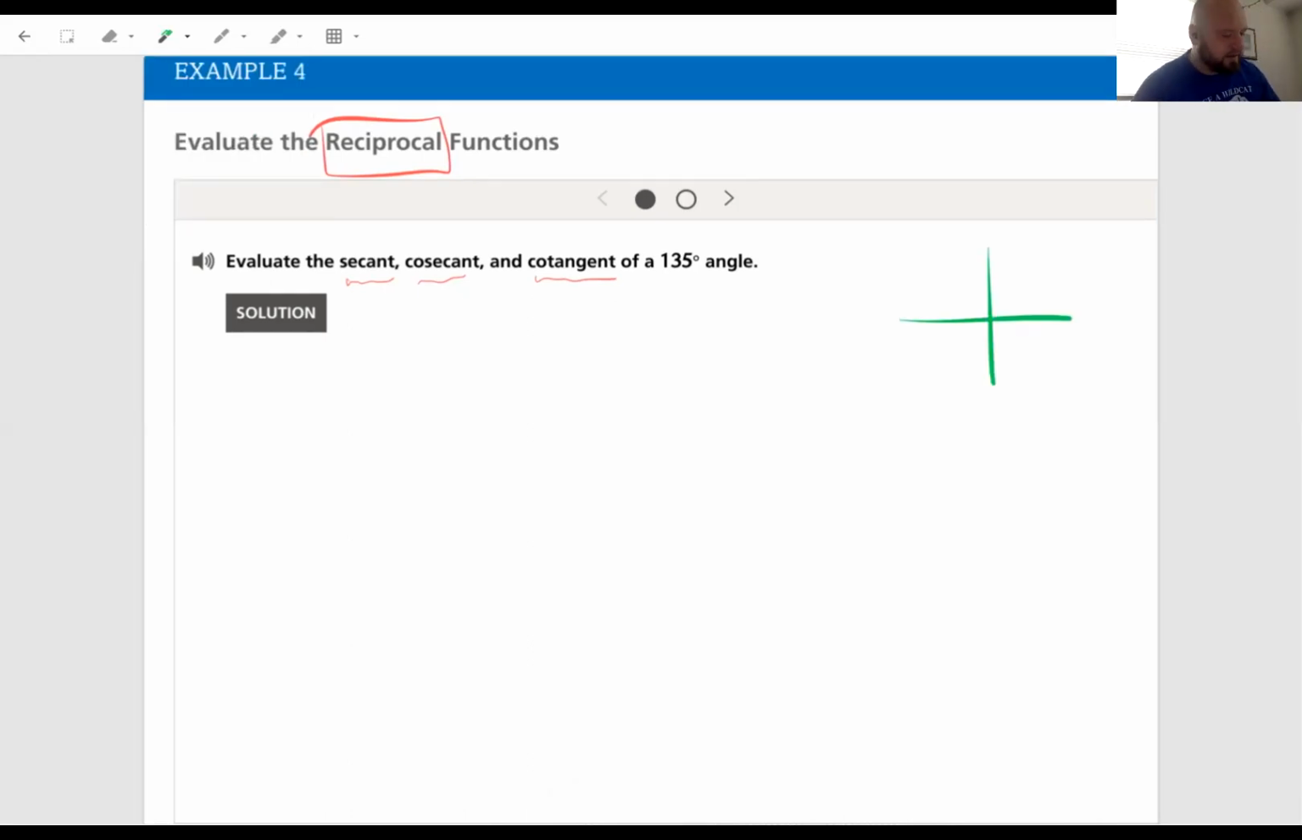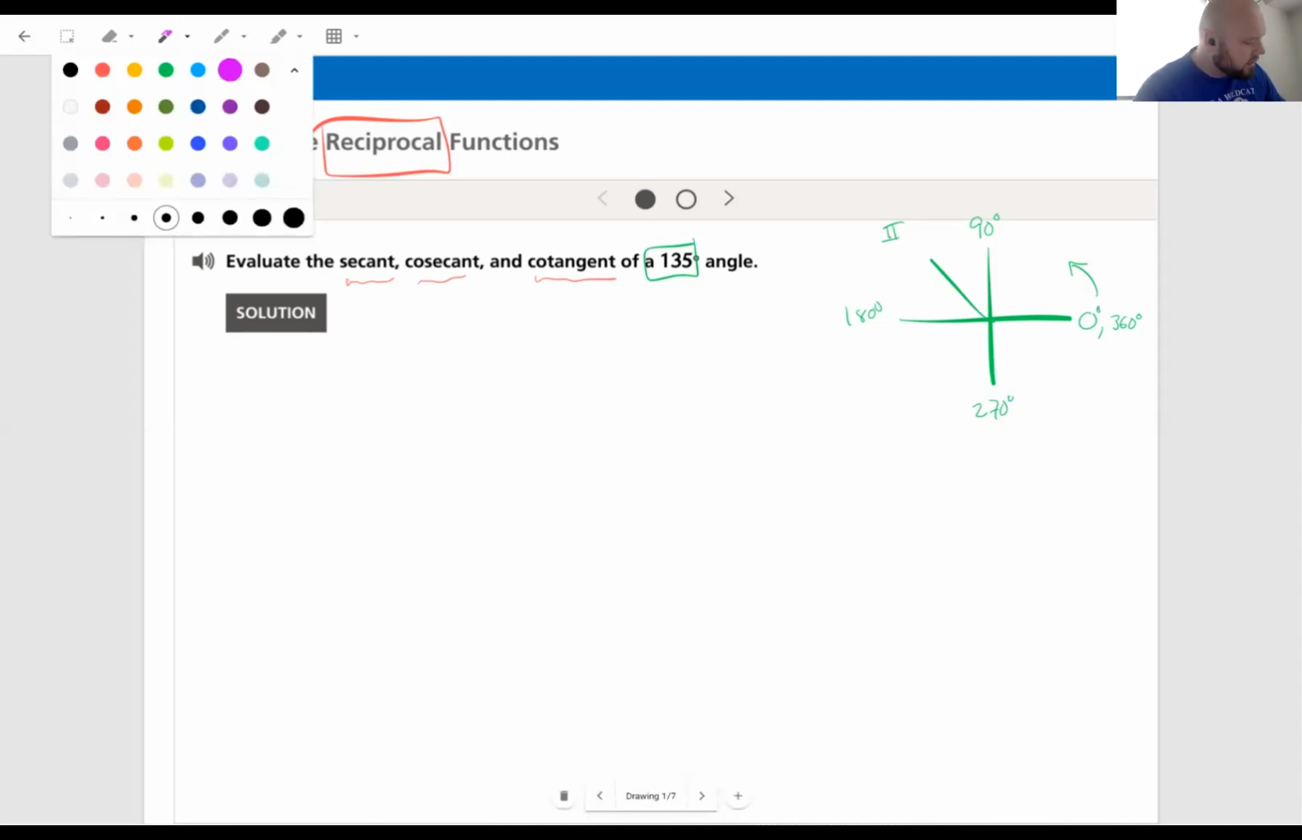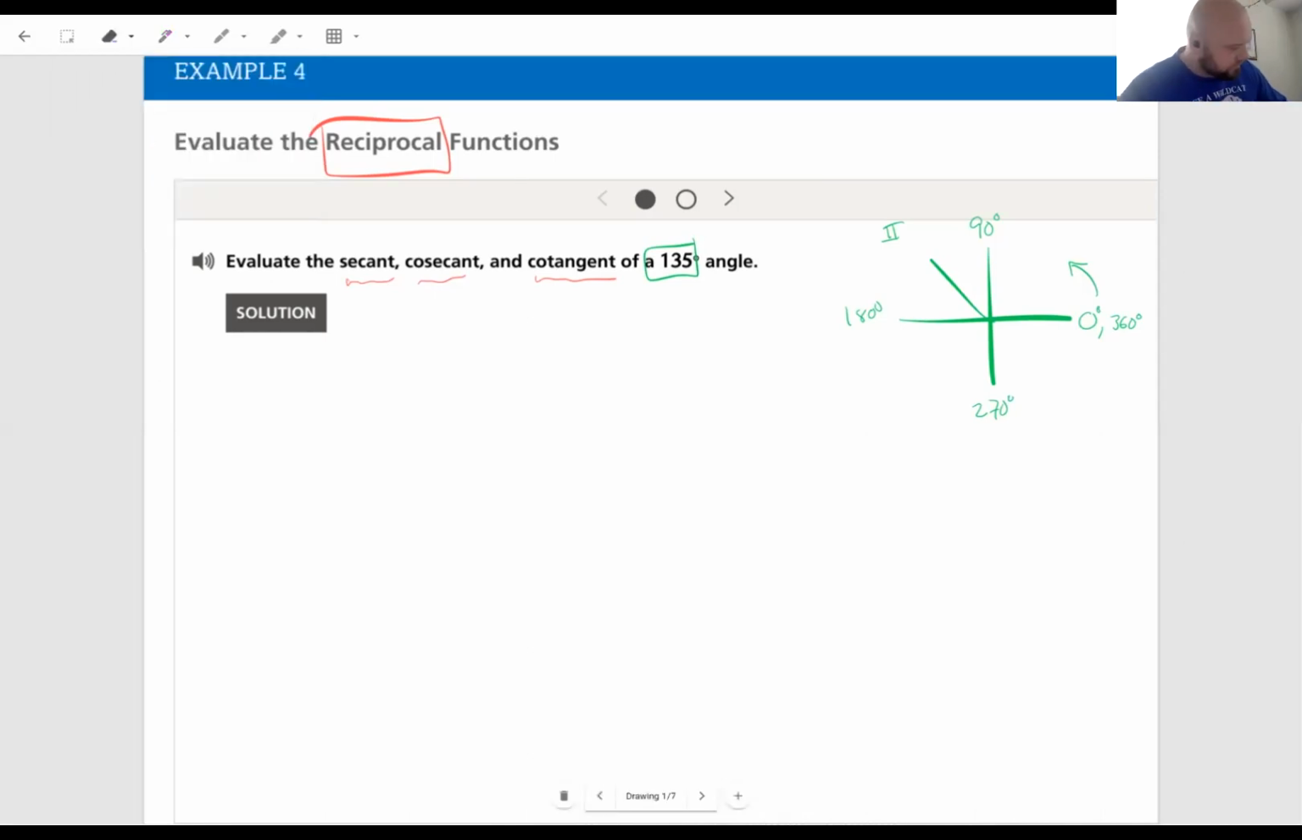Let's draw an axis. Let's draw 0 degrees. This is a positive measure, so I'm going to go up to 90, and then we have 180, 270, and then we're back at a starting point for a full circle of 360. 135, you should be able to see, is somewhere over here in quadrant 2. It's actually halfway between 90 and 180. So this is our angle right here. That's theta. We're going to drop it down.